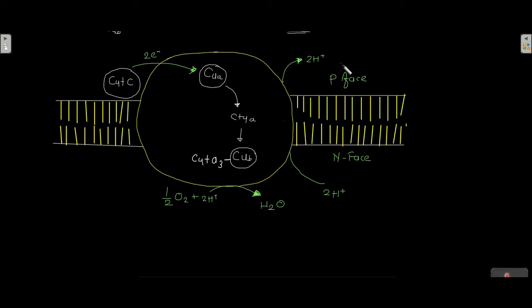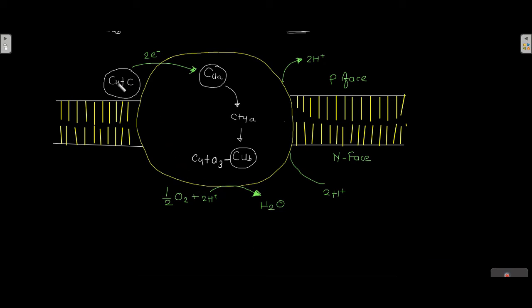So this is your P phase and this is your N phase. N phase means this is the matrix of mitochondria, and this is the intermembrane space. As you know, mitochondria has an outer membrane and an inner membrane. So this P phase is the area between the outer membrane and inner membrane of the mitochondria, which we call the intermembrane space. And here at the N phase, this is the matrix of mitochondria.